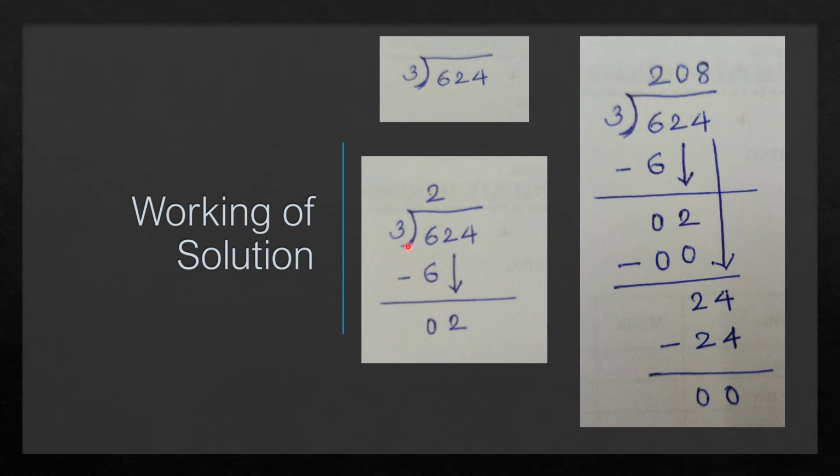We divide 6 by 3, get the remainder as 0 and carry forward 2. Now this 2 is not divisible by 3, so we keep the quotient as 0 and carry forward 2 along with 4, which is the next digit of the number 624. So when we divide 24 by 3, we get 0 as the remainder, thus concluding that 624 is completely divisible by 3, and it will give the output as yes, it is divisible by 3.